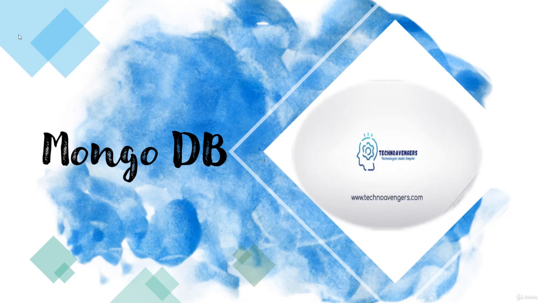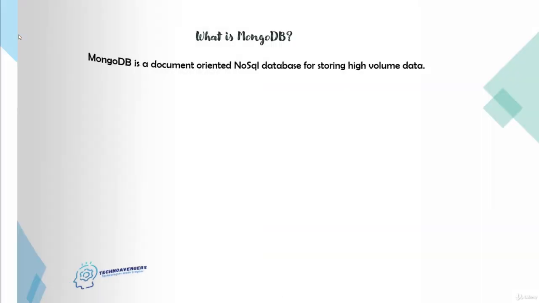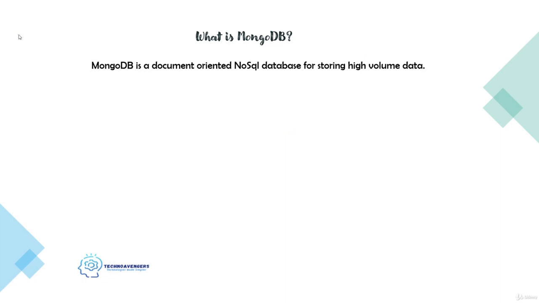So let's get started with one of the most famous NoSQL databases called MongoDB. So what is MongoDB? MongoDB is a document-oriented NoSQL database for storing high-volume data. When we talk about NoSQL databases, they are designed to hold large volumes of data because they are horizontally scalable, meaning they are distributed and they can accommodate any large volume of data because you can keep on adding number of machines into that.